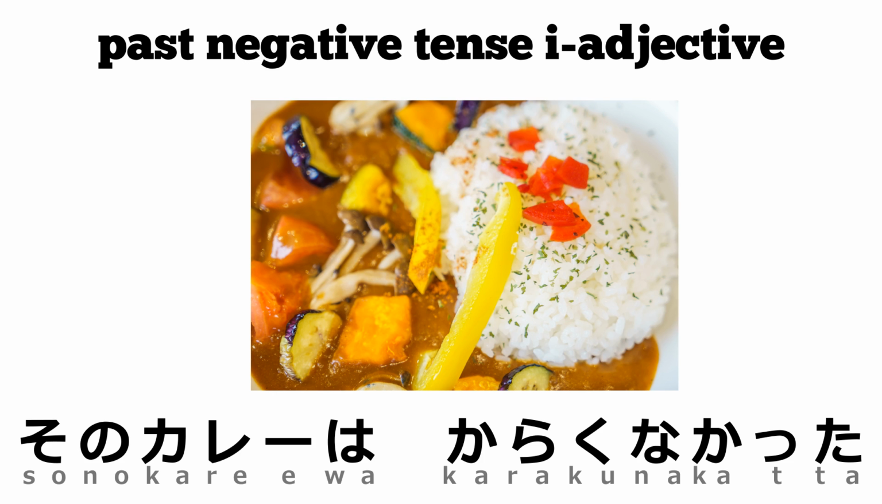Right, you would say, そのカレーは辛くなかった. To break that down, その is that, カレー is curry, は is the topic marking particle. And finally, we have 辛くなかった, the past negative casual form of 辛い, spicy. Altogether, we have that curry wasn't spicy.